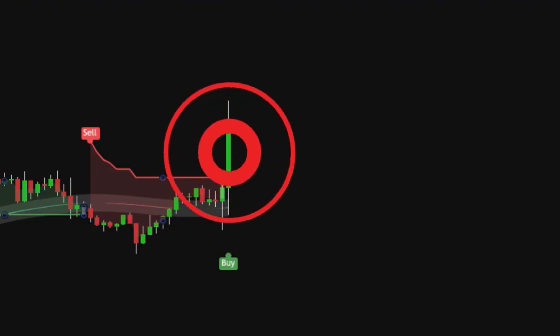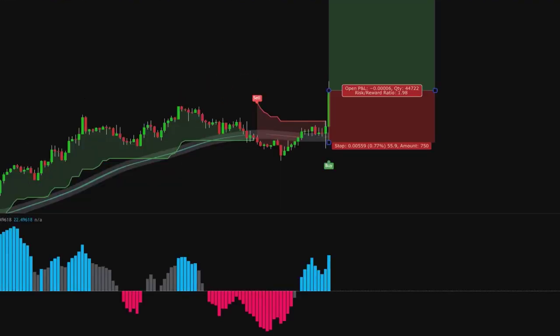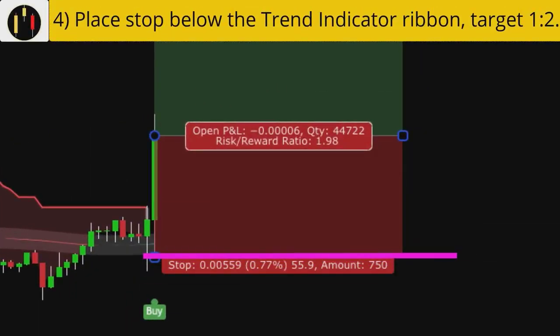All the rules are met on this candle. This is our trigger. We place our stop below the DXY trend indicator and target 1 to 2, and this one hits our target.